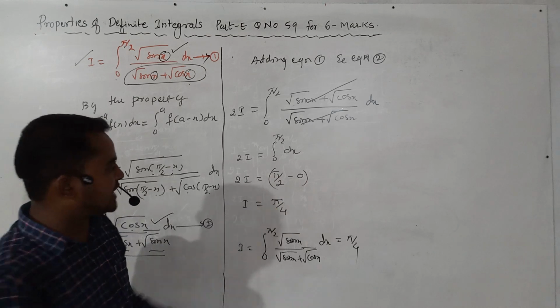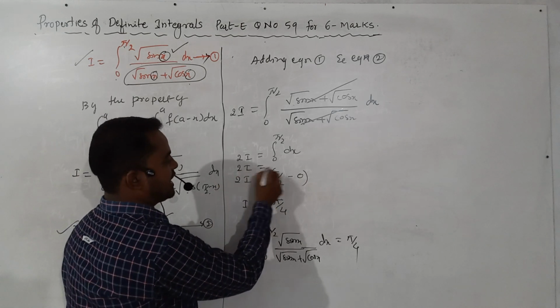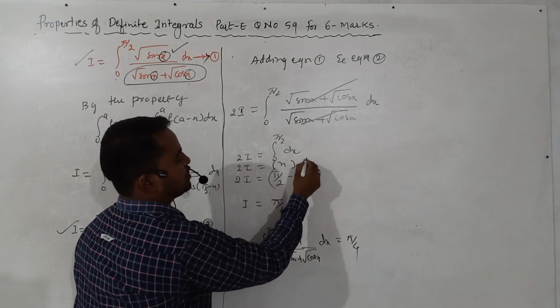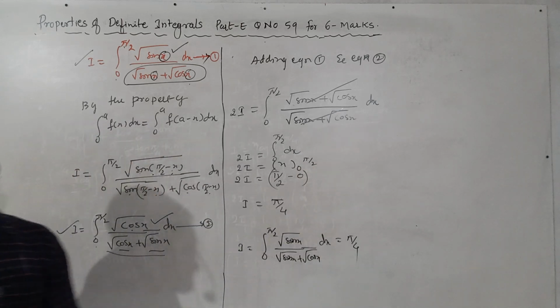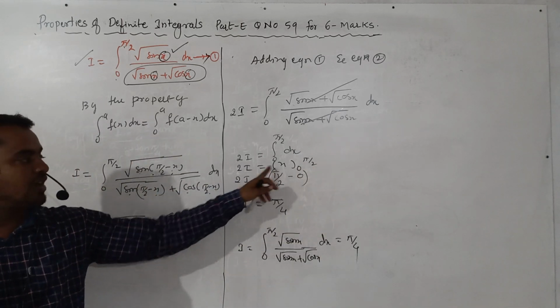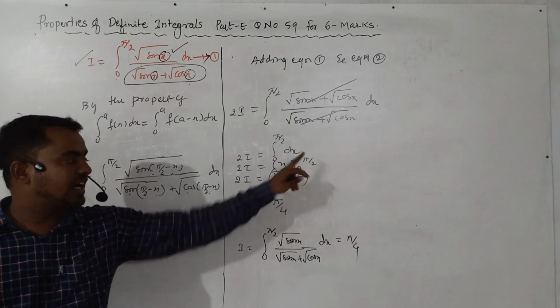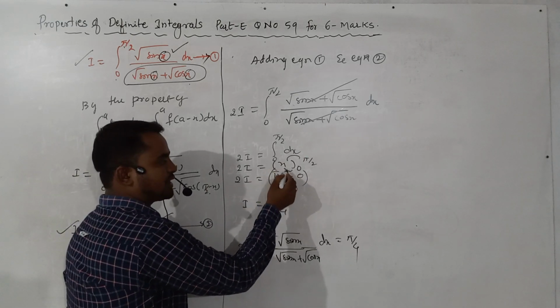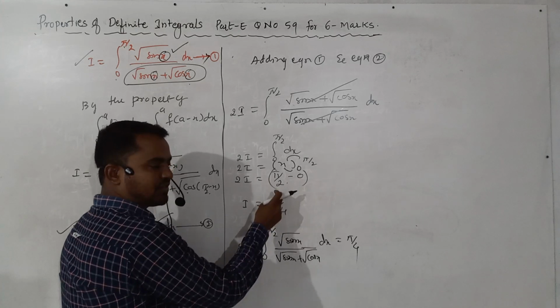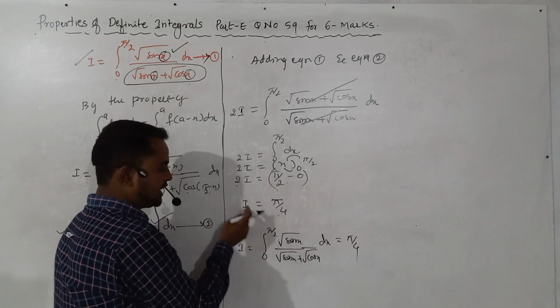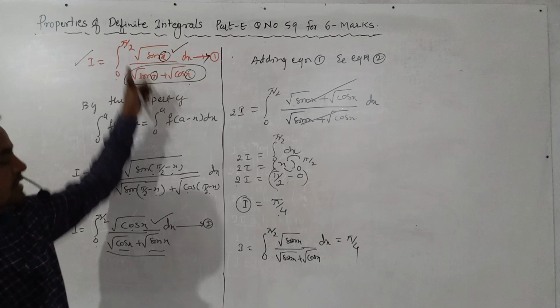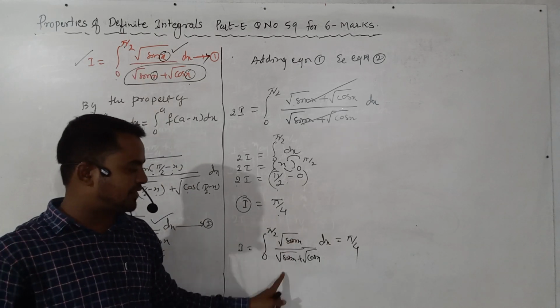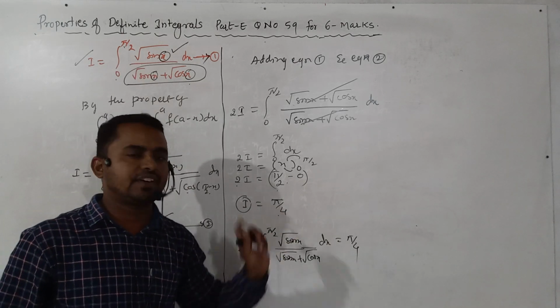Integration of dx is what? x. 2I is equal to x between the limits 0 to 5 by 2. I forgot this step. Now first substitute the upper limit, that is 5 by 2, then minus the lower limit. 5 by 2 minus 0 is 5 by 2. 2 2s are 4. That is, I, which means integral 0 to 5 by 2 of root sin x divided by root sin x plus root cos x, is 5 by 4.